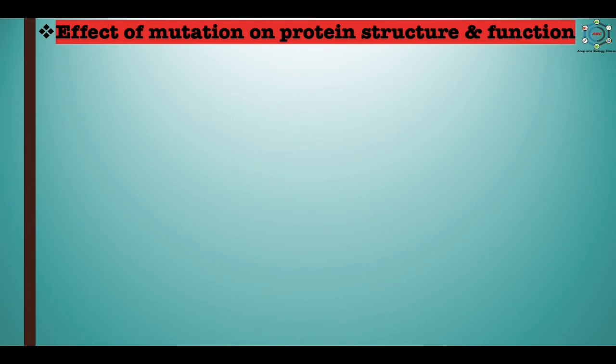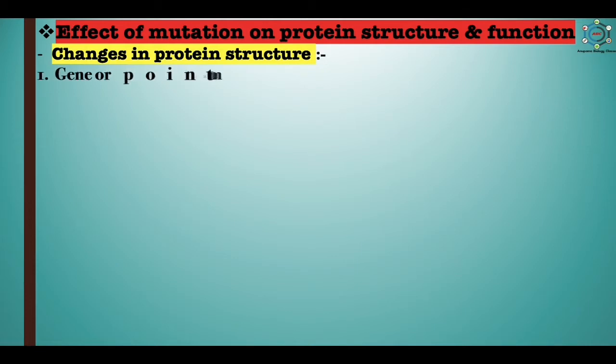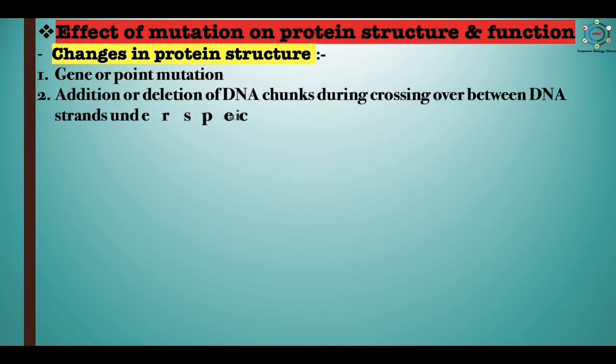Now, the effect of mutation on protein structure and function. At first, the changes in the protein structure. Protein structure is altered by 3 types of mutation. First one is gene or point mutation, which involves addition, deletion or replacement of a base pair in a gene. Second is addition or deletion of DNA chunks during crossing over between DNA strands under special conditions. And the third is jumping genes, which shuffle their location from one chromosome to another due to similarity of the DNA sequence flanking them.